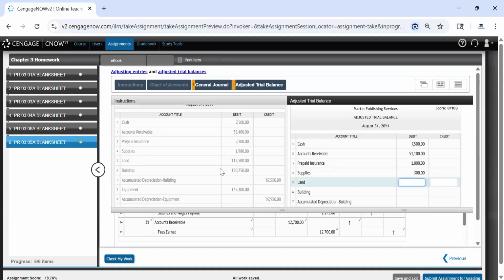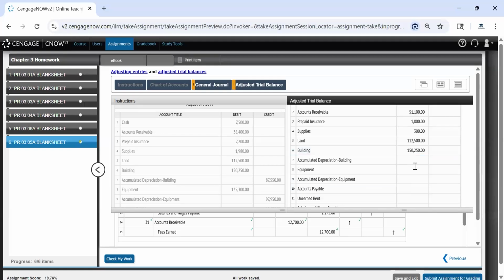Land is not affected by these adjusting journal entries because we don't depreciate land. Building is also not affected. Accumulated depreciation building is affected, but the building historical cost account, which is the building account, is not impacted by the adjusting journal entry for depreciation. And so that's going to be the same, as is the equipment, 135,300.